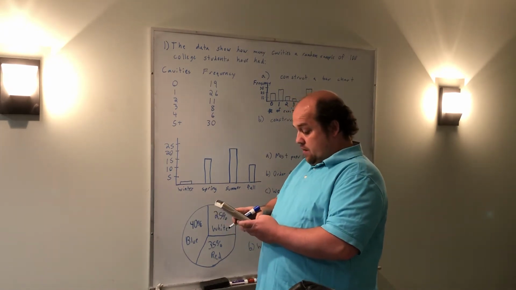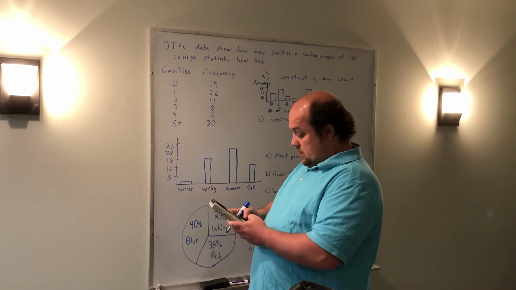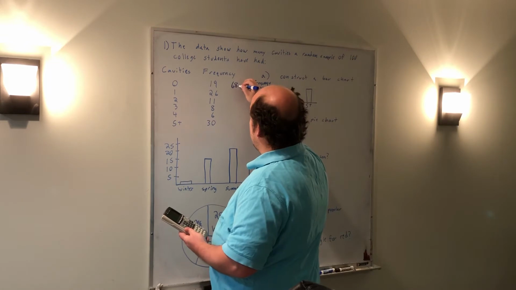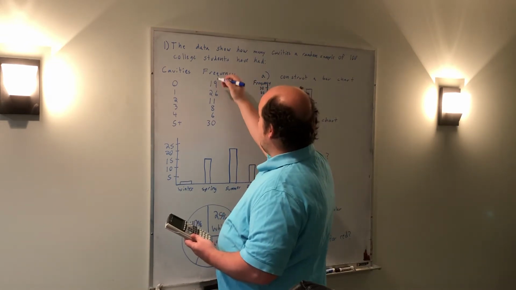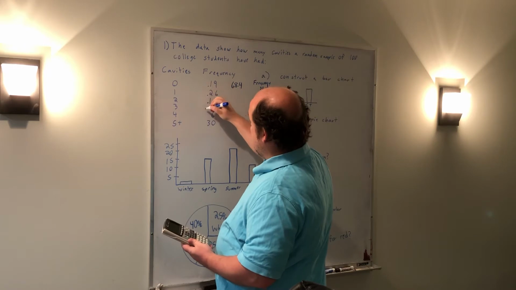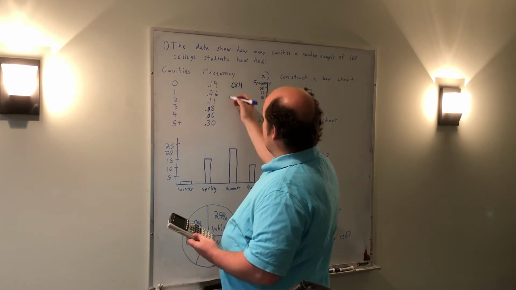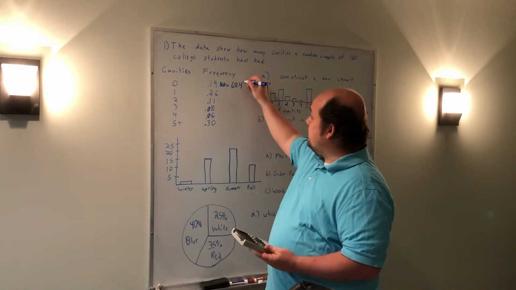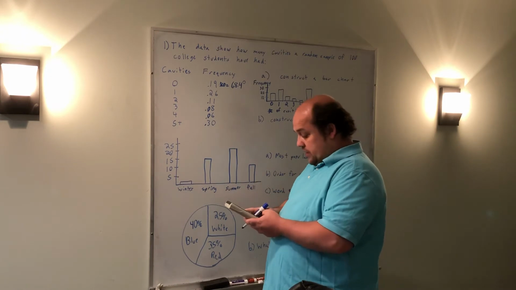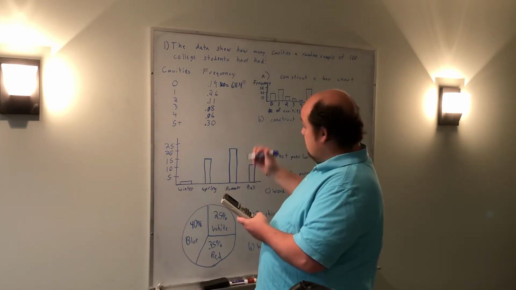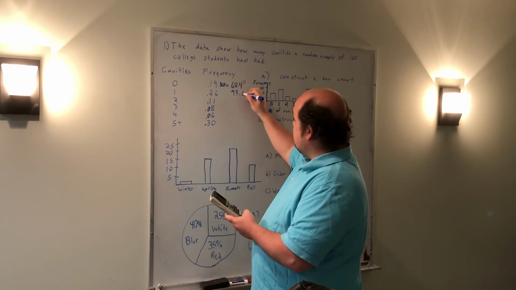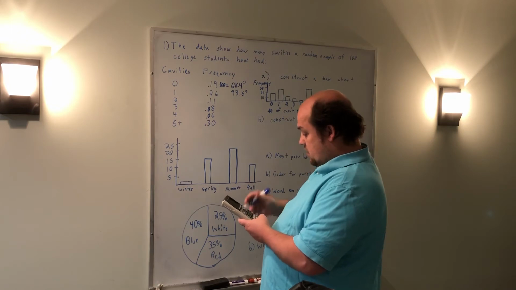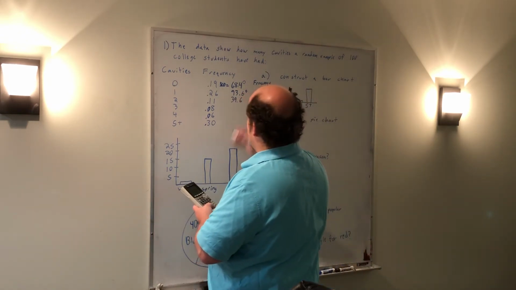If I took that 0.19 times 360, that would tell me 68.4. So all I'm doing is taking this as a decimal, multiplying it by 360, and getting what the central angle would be that I want to draw. If I continue with this, 0.26 times 360 gives me 93.6. 0.11 times 360 gives me 39.6.